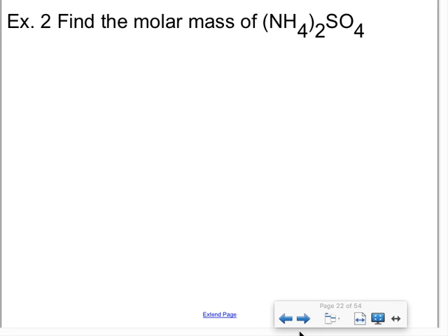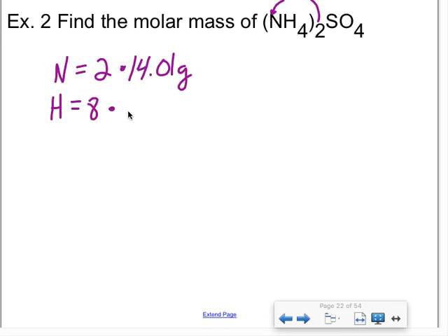NH4 twice, SO4. So break it down. We have nitrogen. How many nitrogens do we have? 2. What's the molar mass of nitrogen? 14.01. Then we have hydrogen. How many hydrogens is that? Hydrogen is going to be 4, so 2 times 4 is 8. Molar mass of hydrogen? 1.01.